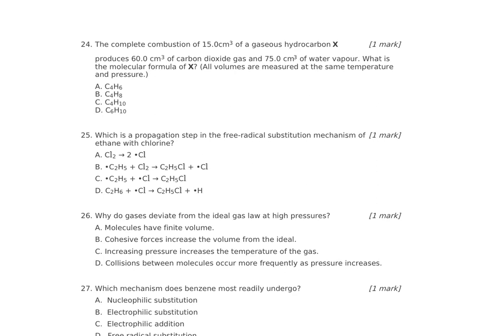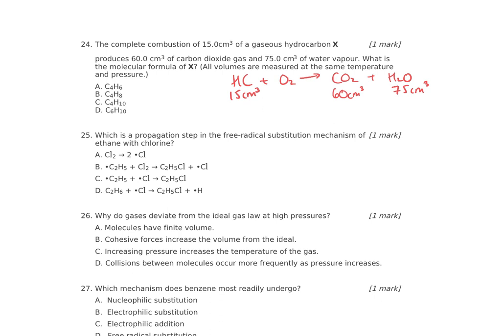Last page, number 24, the complete combustion of 15 grams of hydrocarbon produces 60 grams of carbon dioxide. What is the molecular formula of X? So this is a particularly challenging one to have, especially for a multiple choice. So you've got hydrocarbon, I'll just call it HC, plus O2 makes CO2 and H2O. So we've got 60 centimetres cubed of this, 75 centimetres cubed of this. All volumes are measured at the same temperature and pressure. And we have 15 centimetres cubed of this.